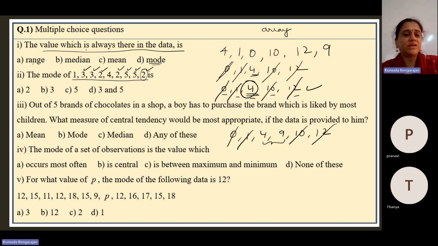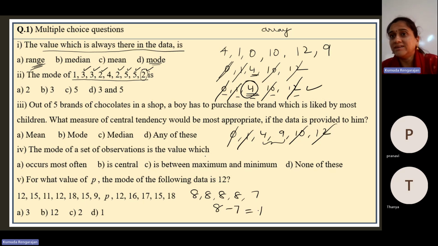Okay, and what about range? Range is maximum value minus minimum value. I'll just give a simple example. Take this data: 8, 8, 8, 8, and 7. We'll find the range for this data. Maximum value is 8, minimum value is 7. So the range is 1. Now, is 1 a part of the data? No.